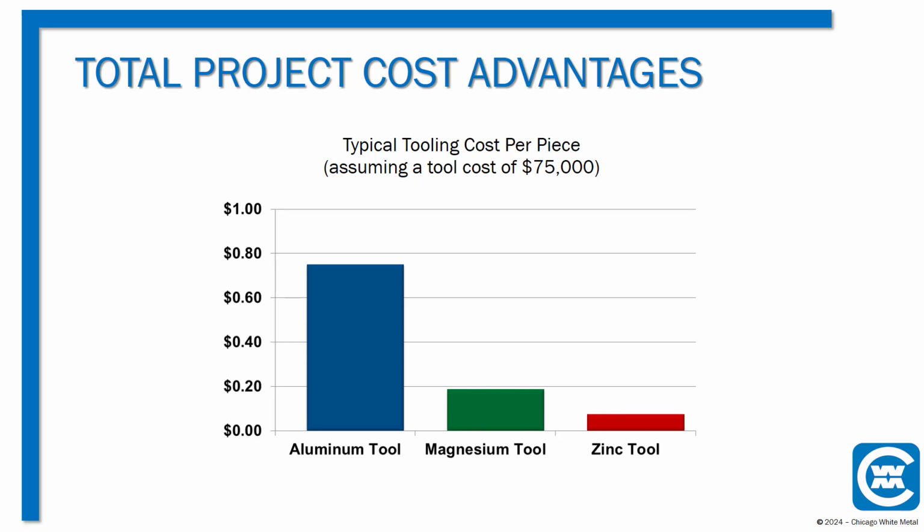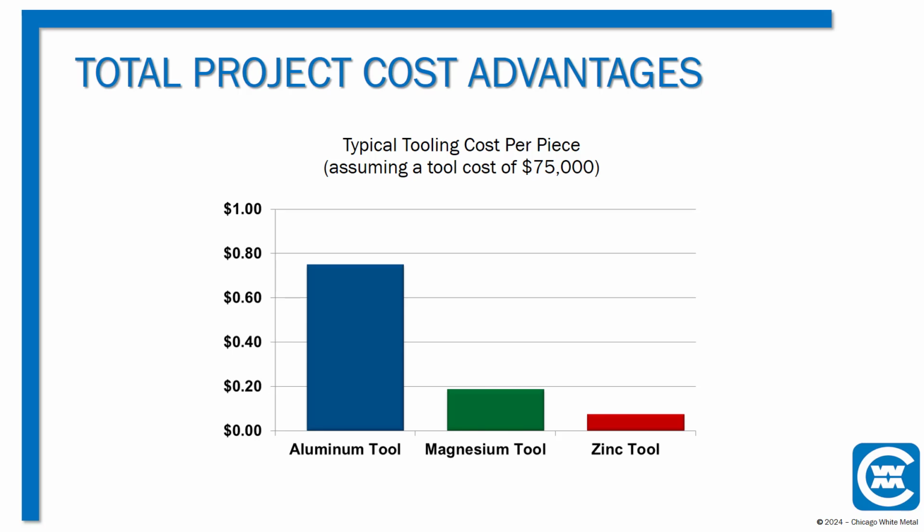And then we look at a total project cost analysis. If we have a typical tooling package, let's say, this is just an example, say $75,000. That number will obviously vary depending on the part size and many, many different factors. But a typical die-cast tooling price package is between, say, $35,000 and $100,000. Everything usually falls within that.